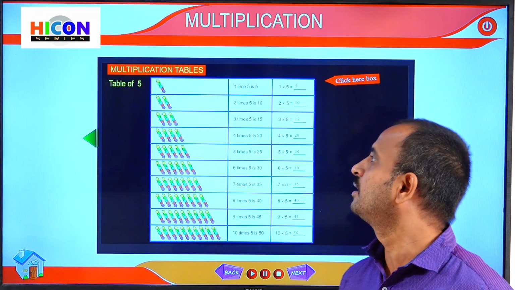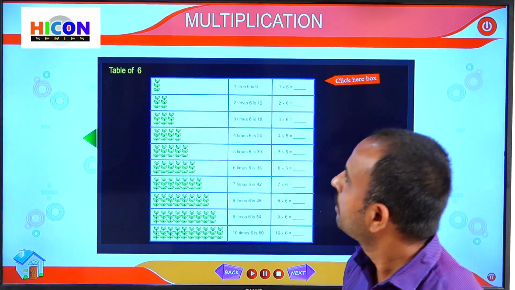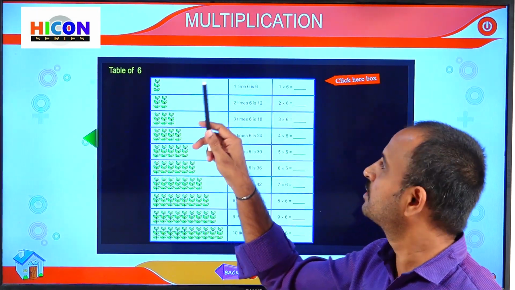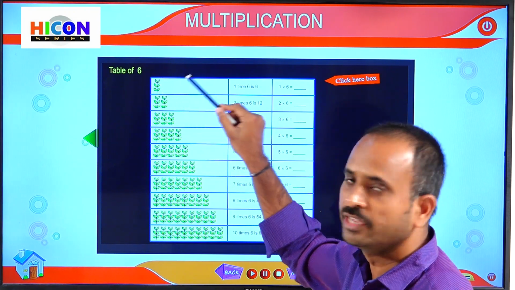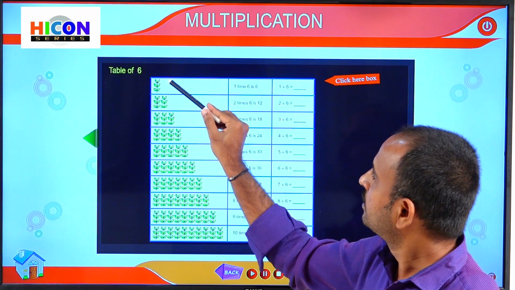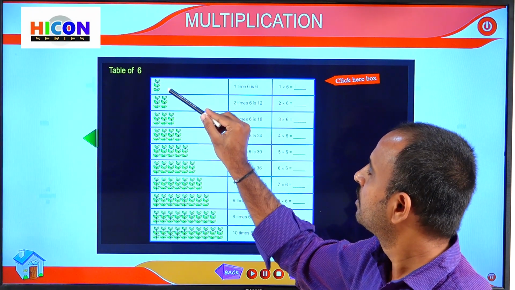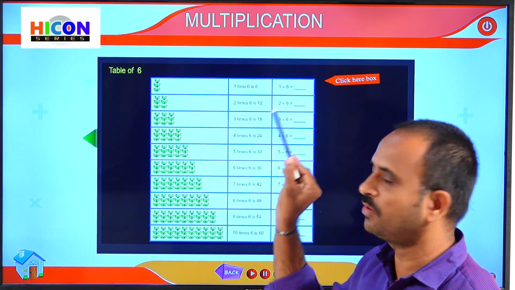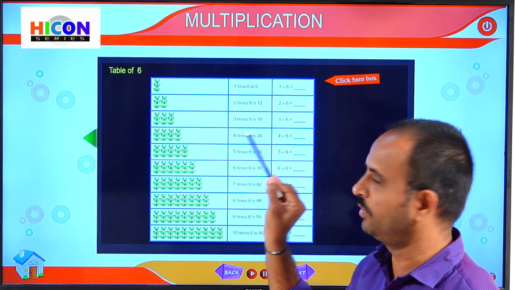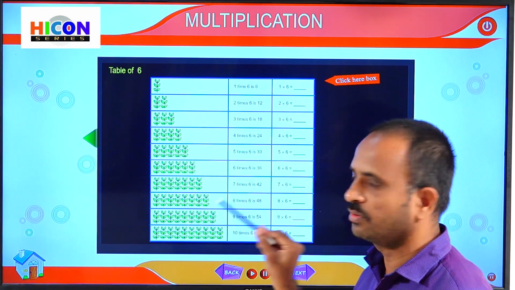So next, see the next table, that is the table of 6. So how can we write the table of 6? Children, what are you observing here? You are observing some leaves. This is the first group, the one group of leaves. And there are 2 groups of leaves. Here there are 3 groups of leaves. Here 4 groups of leaves. So in this way, there are some groups of leaves.